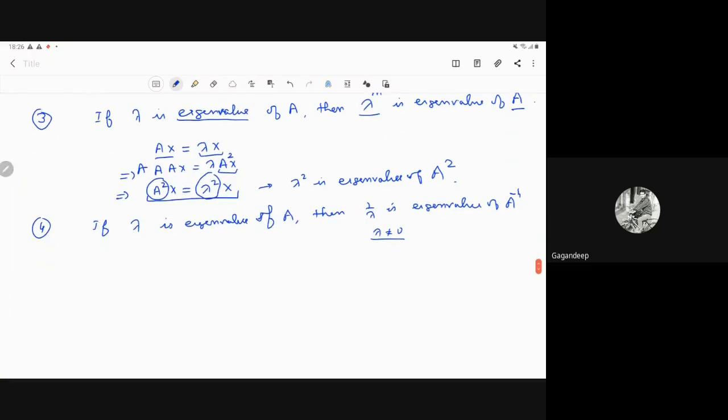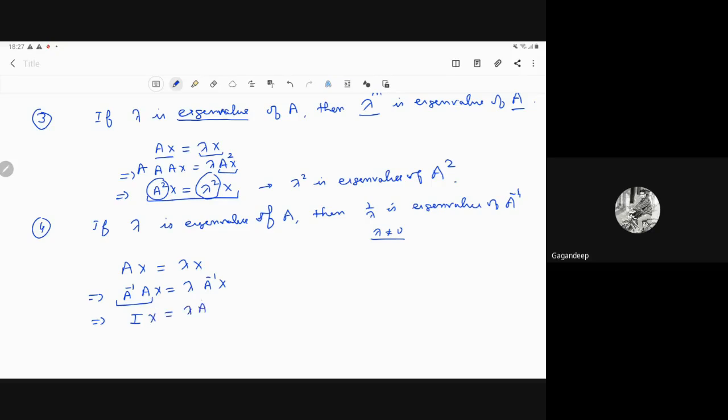How can you show this? Very easy. Lambda is eigenvalue of A. That means there exists some non-zero vector x such that Ax equal to lambda x by definition. Because A inverse exists, let's pre-multiply by A inverse on both sides. See what do we get. Remember that lambda is a number. A inverse gets multiplied with capital X. Alright, what is A inverse A? Unit matrix.